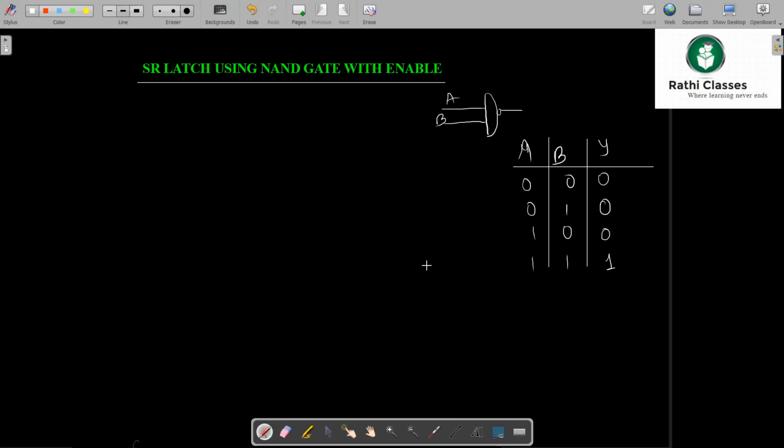In this tutorial, we will be learning what happens for the SR latch when we are using NAND gates when an enable switch is applied. Suppose you have a switch that is to be enabled, you can have two options. Either you can make the switch off or you can make it on. Here, off means the value at enable is 0, and on means it is 1.